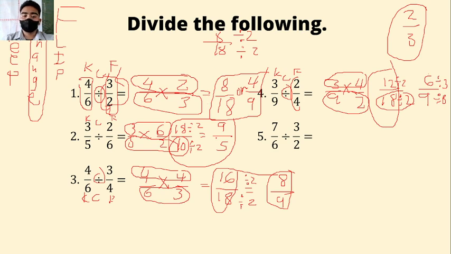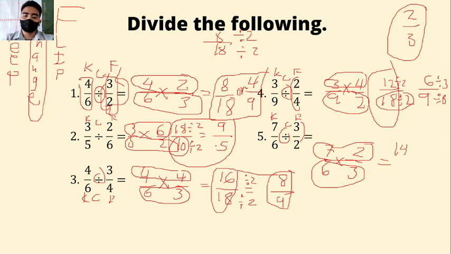So 7 over 6. What's 7 over 6? The answer is 7 over 6. You just skip that one. Is it KCF? And you change the operation to become multiplication and you flip this one. So from 3 over 2 it will become 2 over 3. And you are going to multiply numerator to numerator and denominator to denominator. 7 times 2, the answer is 14. 6 multiplied by 3, the answer is 18.